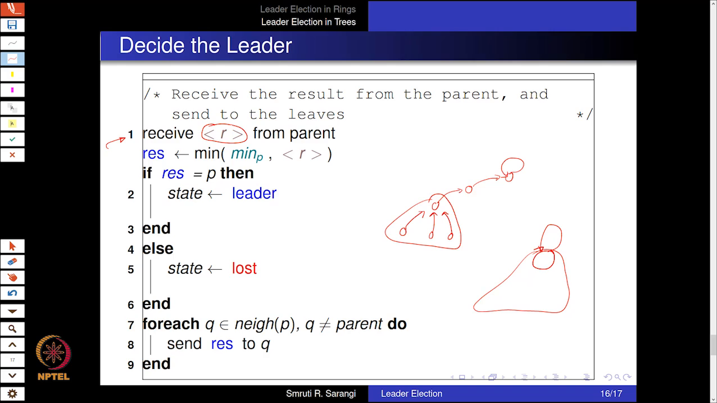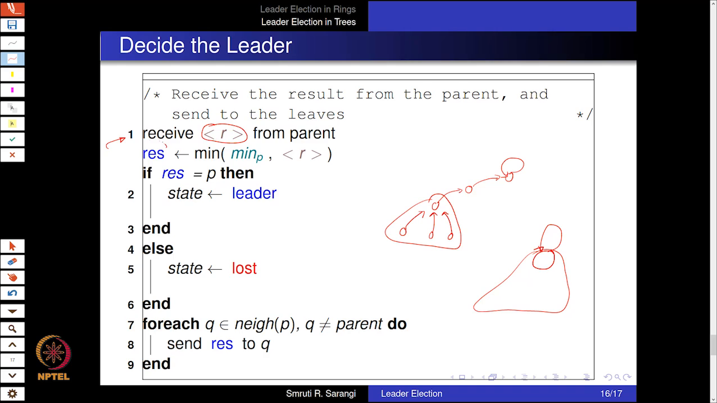So it will receive R from its parent, right? So the moment it is receiving a value from its parent, as far as the root is concerned, the process of leader election is over, alright? And now time has come to broadcast it.